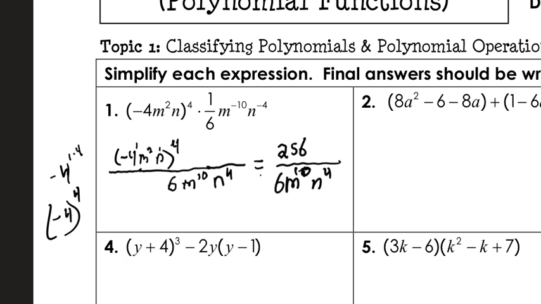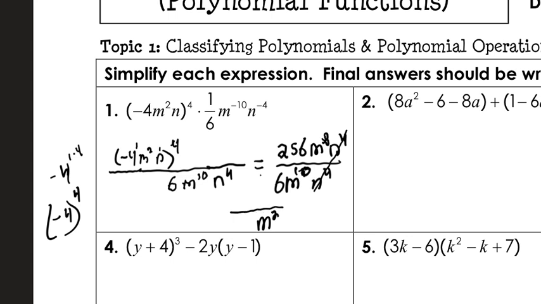Okay, and we have an m squared times this one here. Yeah, we have the m squared to the 4th, so 4 times 2 is 8. So m to the 8th, n to the 4th. So we have extra m on the bottom, 2 of them, and we can cancel out the n to the 4ths. So we have m squared on the bottom.